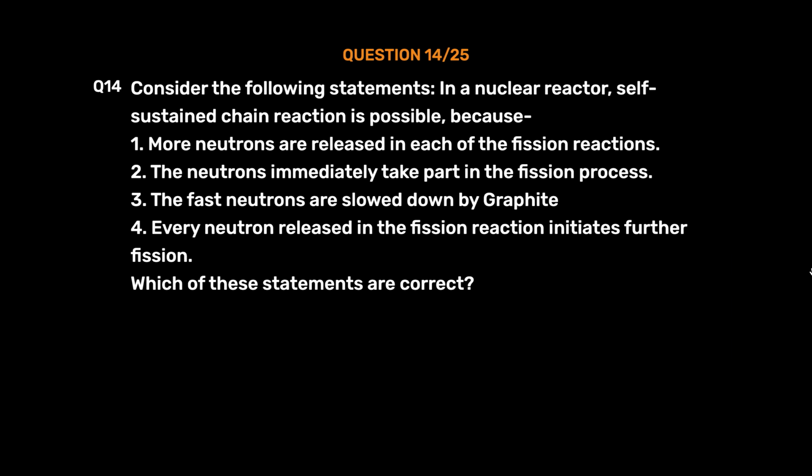Question number 14. Consider the following statements. In a nuclear reactor, self-sustained chain reaction is possible because 1. More neutrons are released in each of the fission reactions. 2. The neutrons immediately take part in the fission process. 3. The fast neutrons are slowed down by graphite. 4. Every neutron released in the fission reaction initiates further fission. Which of these statements are correct?